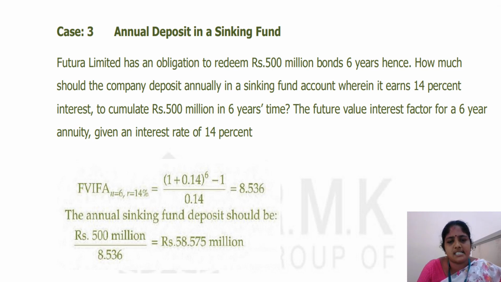So (1 plus r) power n minus 1, divided by r: 1 plus 0.14 power 6, minus 1, divided by 0.14, you will get the value 8.536. The annual sinking fund deposit should be 500 million divided by 8.536, which gives rupees 58.575 million as the annual sinking fund deposit.